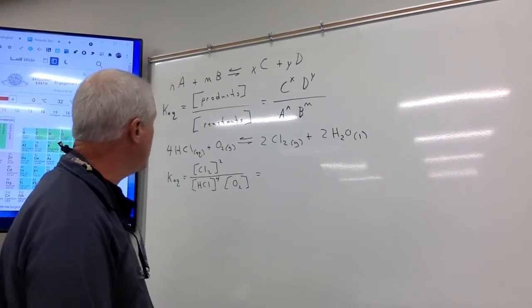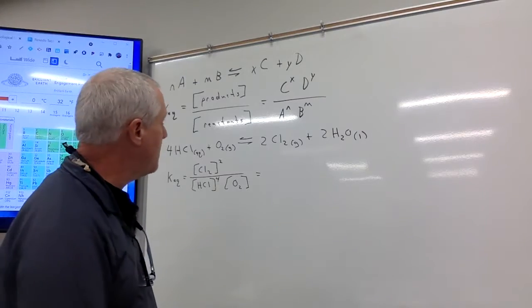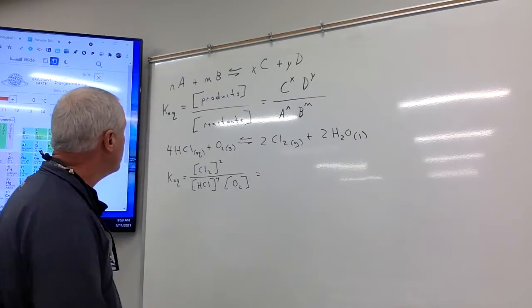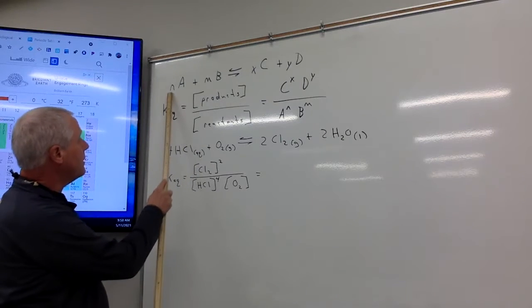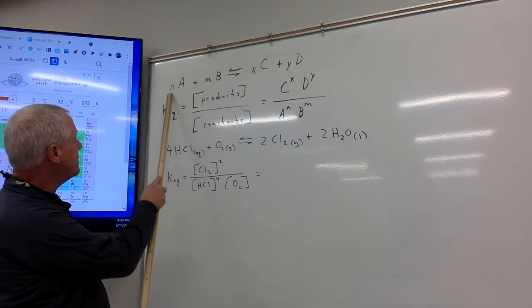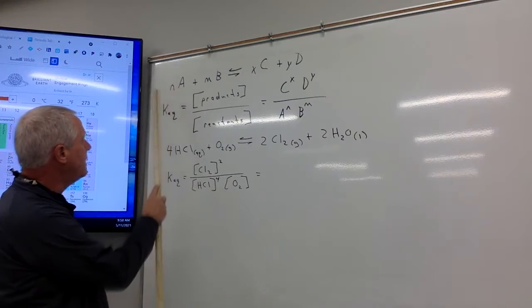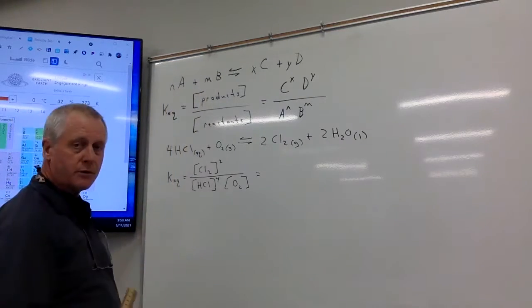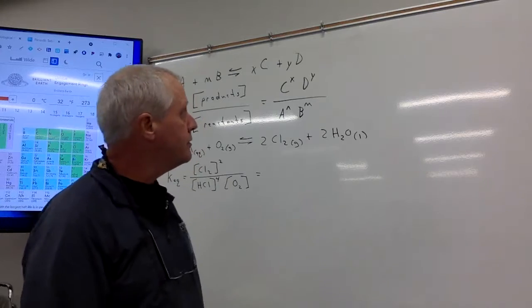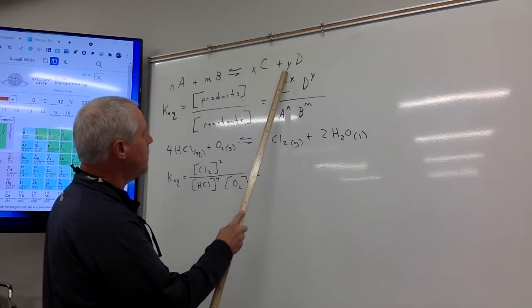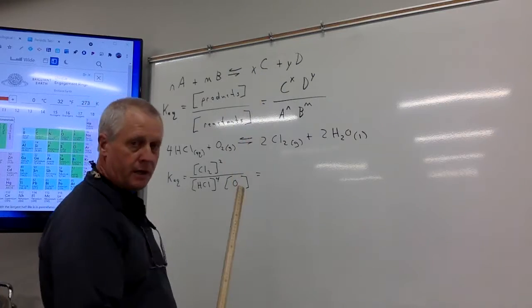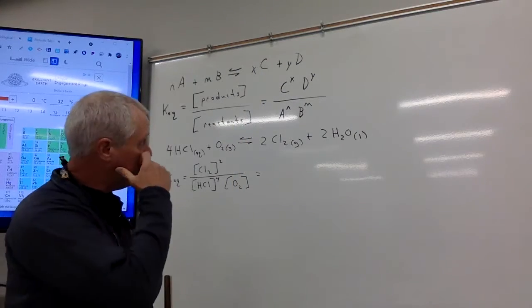So, anyway, what we have up here is the equation at the top in symbol form, where we have a letter representing the coefficient. In this case, we have N in front of an A, and M in front of a B is also the coefficient in front of the two reactants. And so over on the product side, we have X as a coefficient, Y, and then our products are C and D. So in symbol form, that's what that would look like.